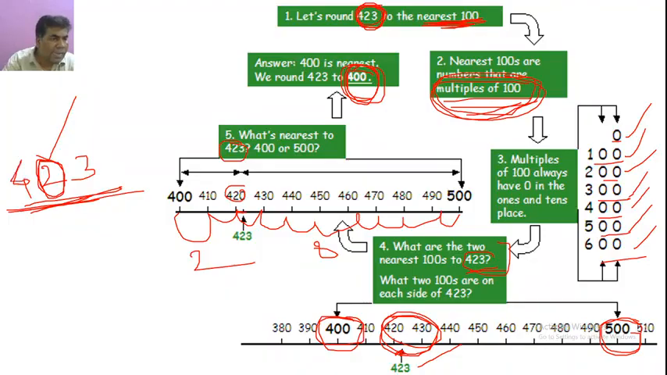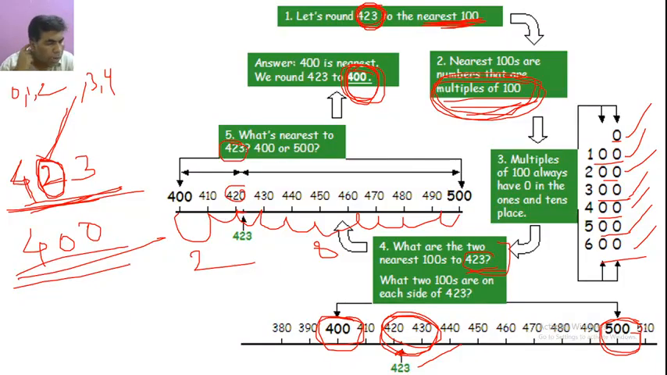Or directly we can tell: what is in the tens place? 2. Already we have told, if in the tens place we have 0, 1, 2, 3, 4, what do we have to do? We have to round it down. So directly we can write 400. Okay.